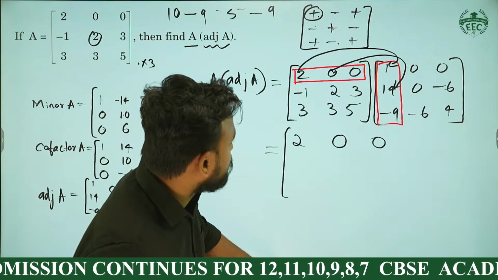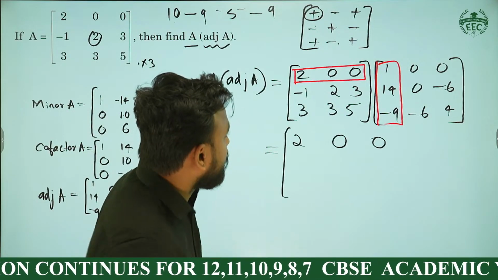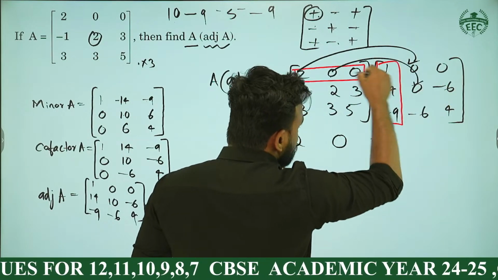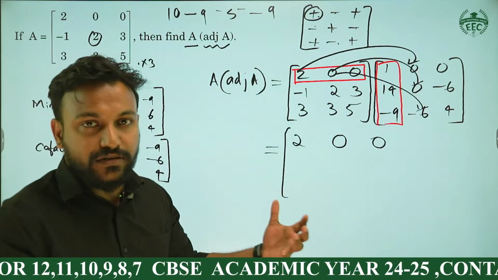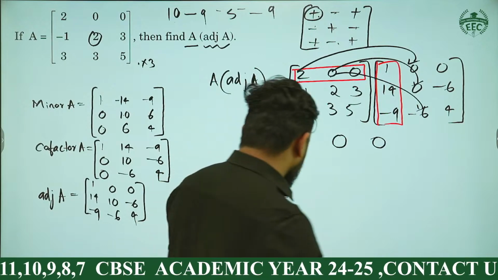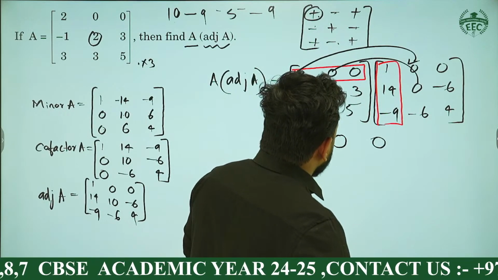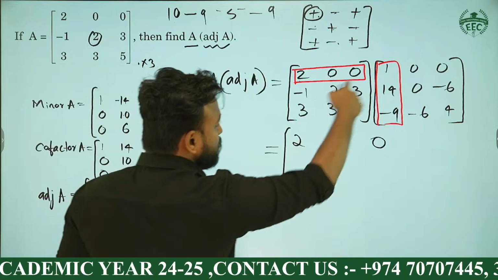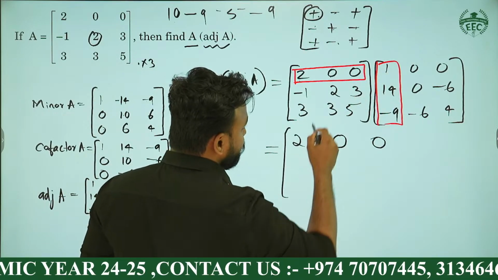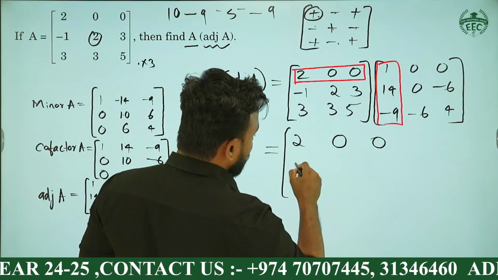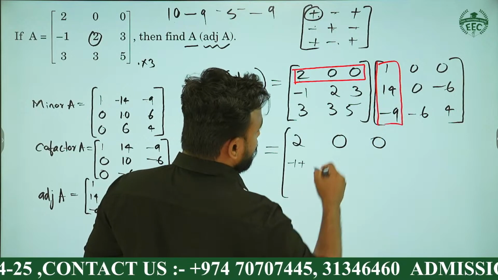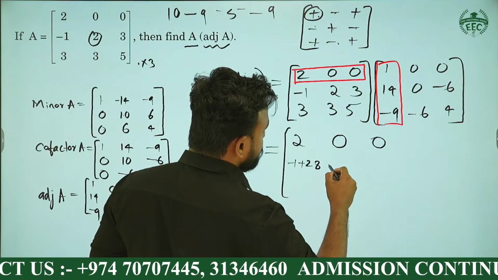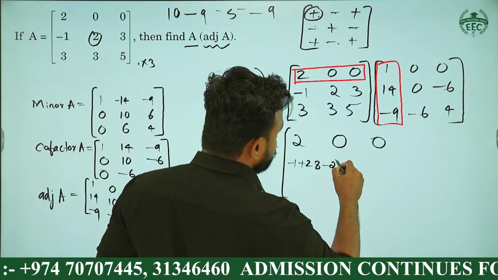Okay, I'm going to erase that, and after that you should multiply this with this, and this with this, and this with this, and add the results of the products. Like that, like that, like that. Minus 1 into 1 becomes minus 1, minus 1 plus 28 and minus 27.